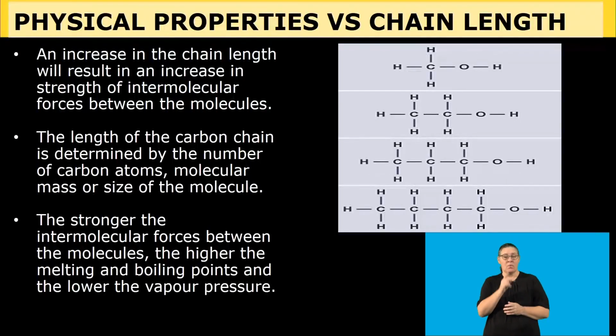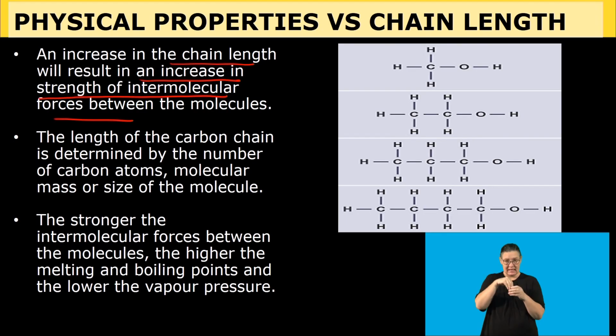So when we are comparing substances that belong to the same homologous series, in this case, we have an example of alcohols. We are saying an increase in chain length. By that we mean the more we add carbon atoms within the chain, increasing from 1 carbon, 2 carbons, 3, all the way to, in this case, 4. So when we are increasing the chain length, that is going to result in an increase in strength of the intermolecular forces between the molecules. So as the chain length increases, the strength of the intermolecular force is also going to increase.